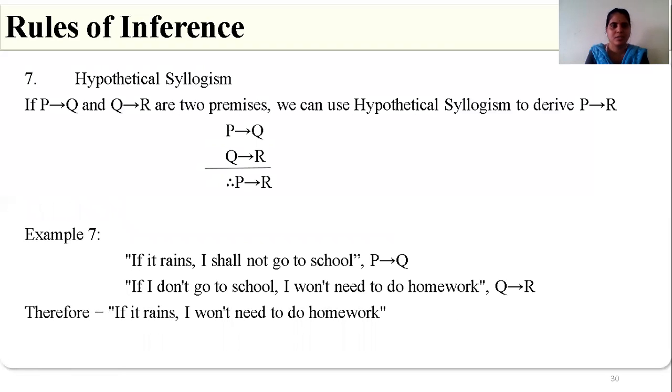Next one, hypothetical syllogism. According to this, if P implies Q and Q implies R are the two premises, then we can derive P implies R by using the hypothetical syllogism rule. An example for this: P is it rains, Q is I will not go to school, so P implies Q. If I don't go to school, then I won't need to do homework, that is Q implies R. Therefore, P implies R: if it rains, I won't need to do homework.